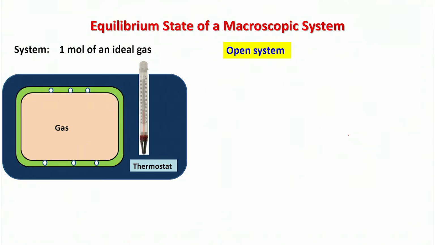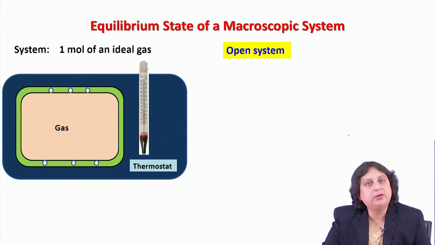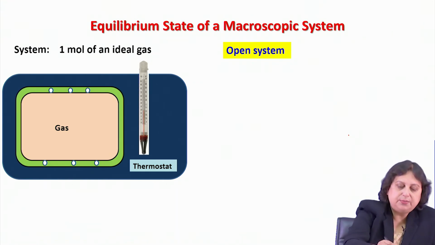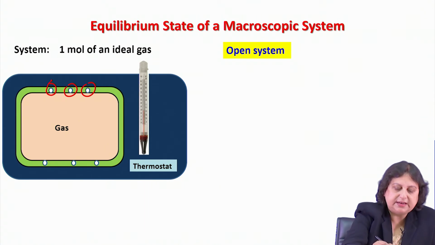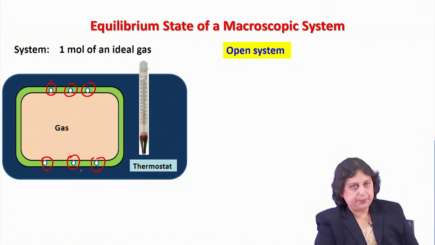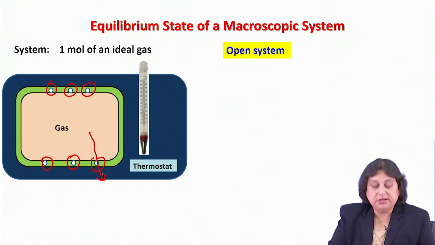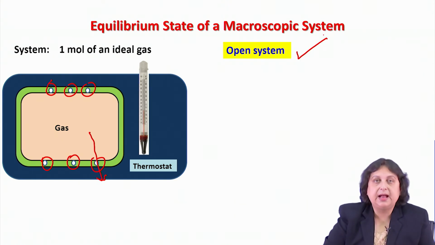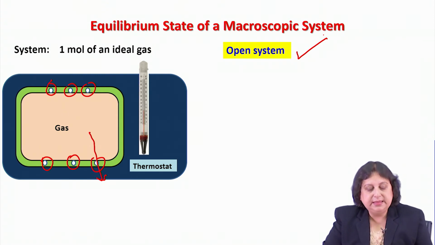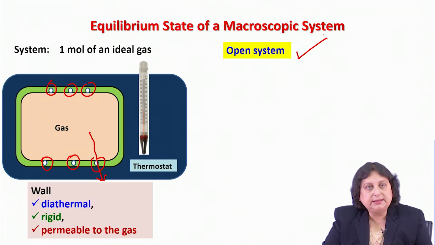Now comes the question of an open system. So with the setup that we are using now, how do I create an open system? I punch some holes on the wall of the stainless steel jar. This would say that the gas can escape from within the system to outside, and therefore by definition here the number of particles in this system is not a constant, and we label such systems as open systems. And in this case therefore the wall is diathermal, rigid and permeable to the gas.